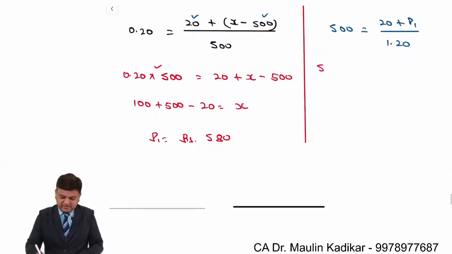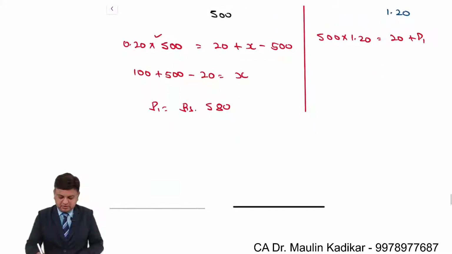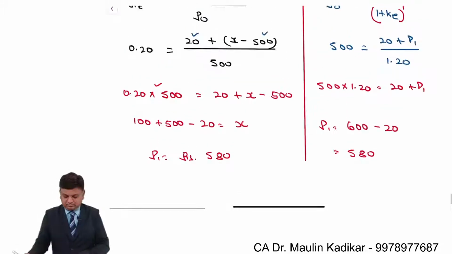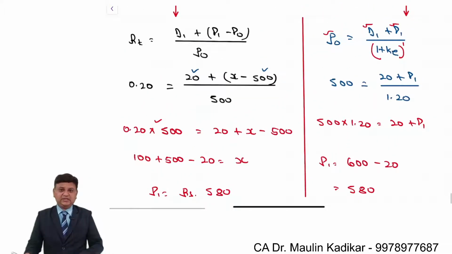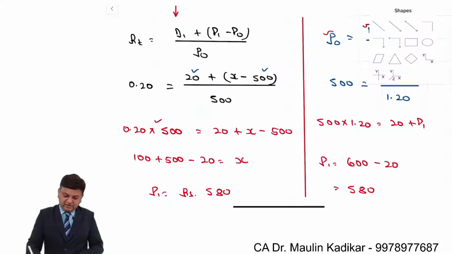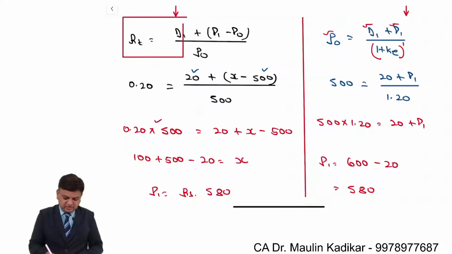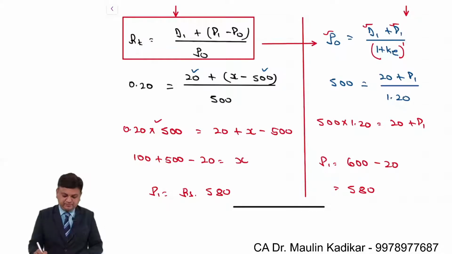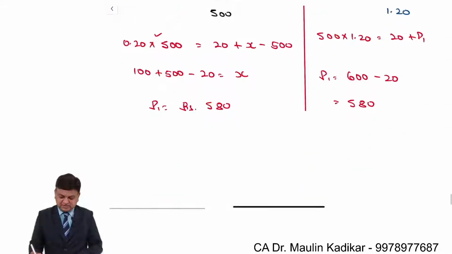So here it is 500 into 1.2 is equal to 20 plus P1. So P1 is equal to 600 minus 20, that comes to rupees 580. This is what we understand. Even if you simplify this equation, you will get this formula itself. You can check the working like this.